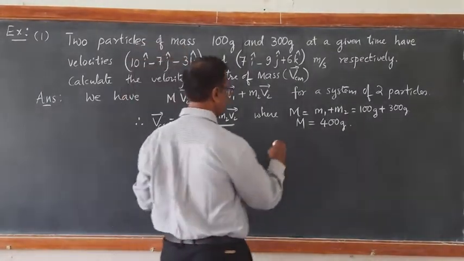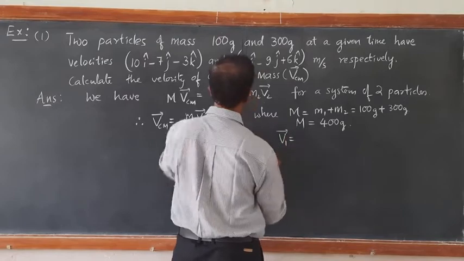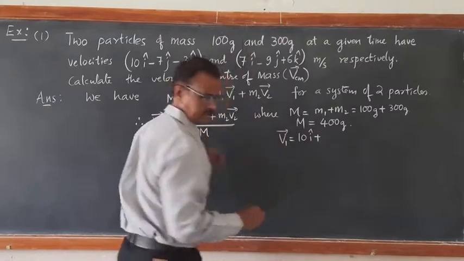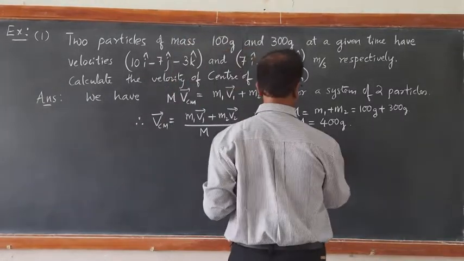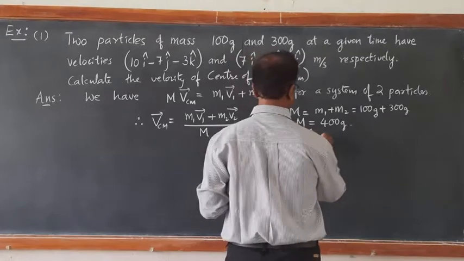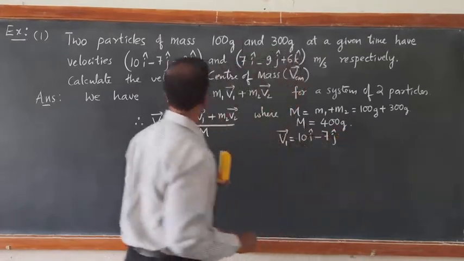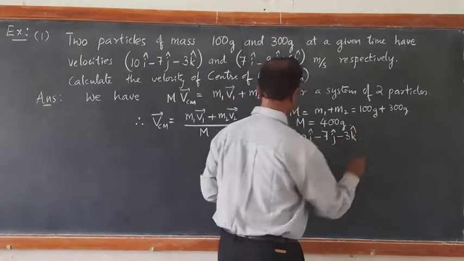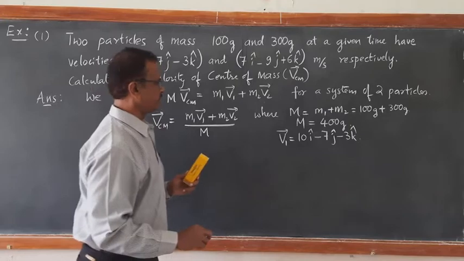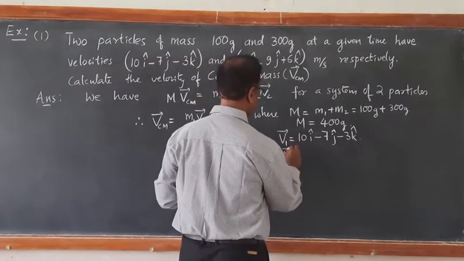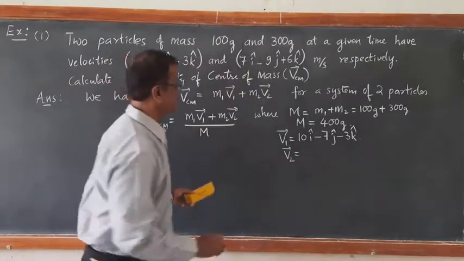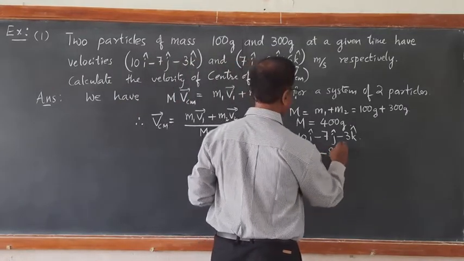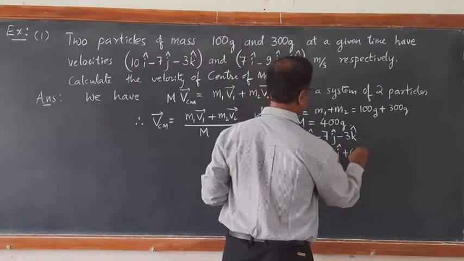And what is v1? v1 vector is equal to 10 i cap minus 7 j cap minus 3 k cap. This is the v1 vector. Then similarly, what is the v2 vector? The v2 vector, the velocity of the second particle, is 7 i cap minus 9 j cap plus 6 k cap.